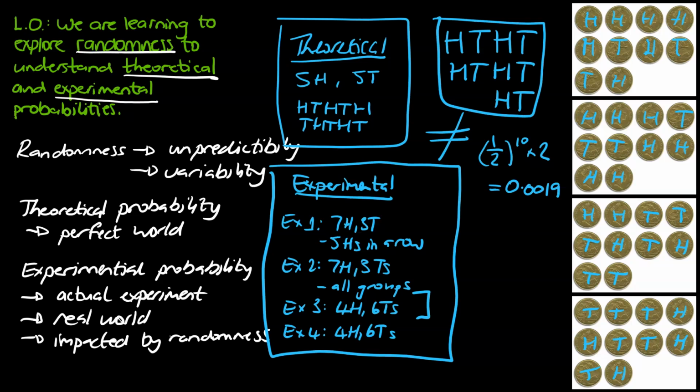So guys, hopefully from this video, you are able to distinguish between theoretical and experimental probability and how that idea of randomness has a really big impact when you deal with probabilities in the real world. And hopefully you understand that in the real world, the theoretical probability is just unlikely. It doesn't happen too much. So you'd always expect those imperfections from experiments and randomness to appear. Hopefully you found this video useful. Now let's get into today's questions.